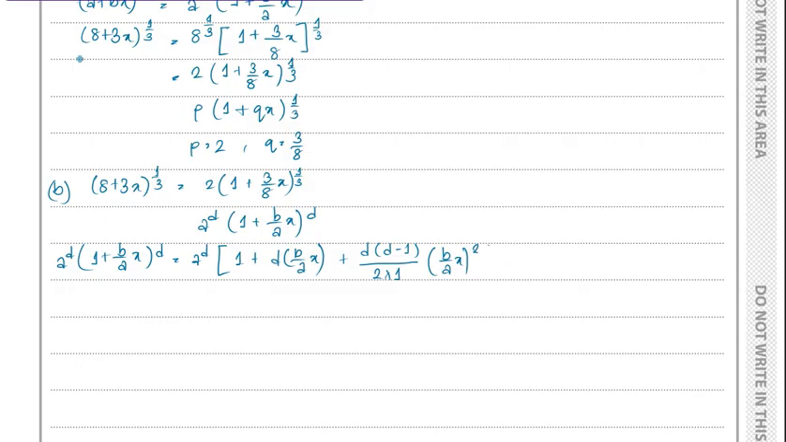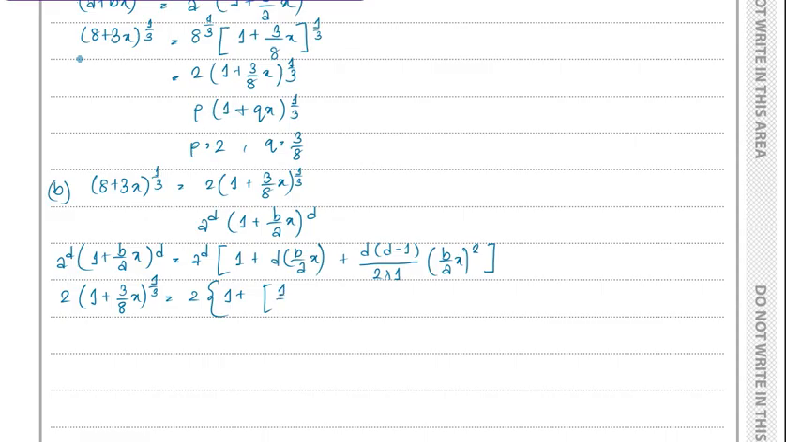So we can expand up to this. For a to the power d equals 2 in our expression, it would be 1 plus d, okay, let me write this here. So 1 plus 3 by 8x to the power 1 by 3. So d is 1 by 3 in our expression. So let me just change the brackets. So this will be this.